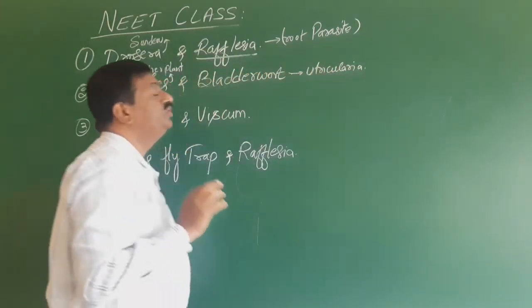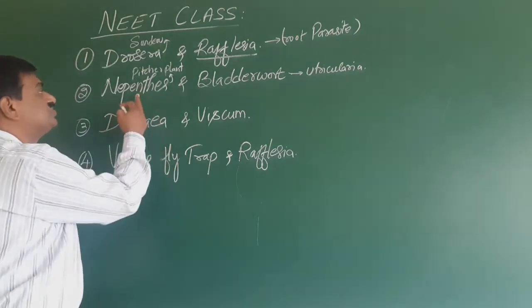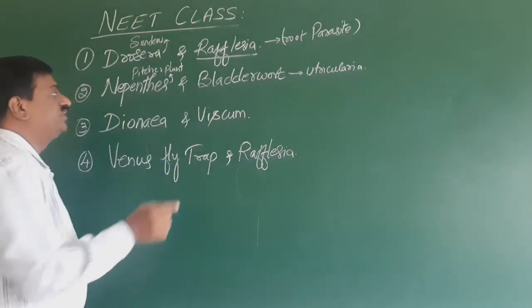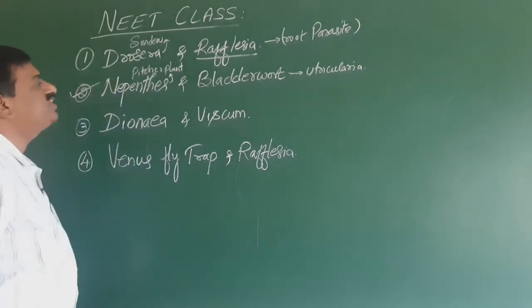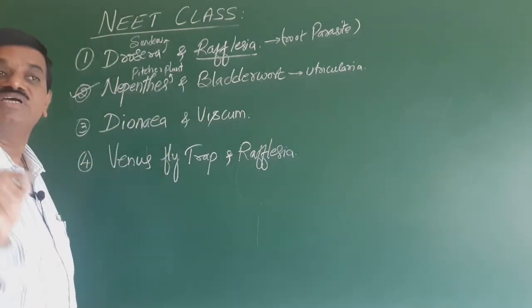Bladderwort is called Utricularia. So both Nepenthes as well as bladderwort are insectivorous plants. So this is the answer.